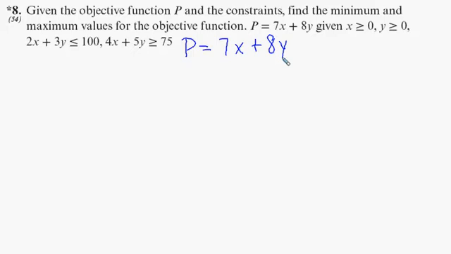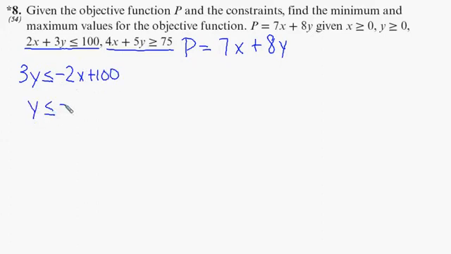To start with, I think we should get this in slope-intercept form, and we should get this in slope-intercept form, so that we can figure out what the vertices are. All right, so I'm going to start with this one, and we've got 3y is less than or equal to, notice I'm just bringing the negative 2x over right away, plus 100. Getting y by itself, we have y is less than or equal to negative 2/3 x plus 100 over 3, which is going to be 33 1/3. Okay, well that wasn't too hard.